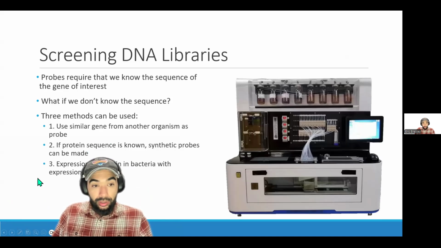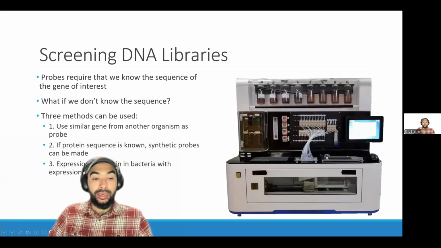And then the third method is getting a bacterium to make the protein, sequencing the protein, and then making the probe based off that protein, which sounds like a whole workaround, but sometimes it's just more feasible.